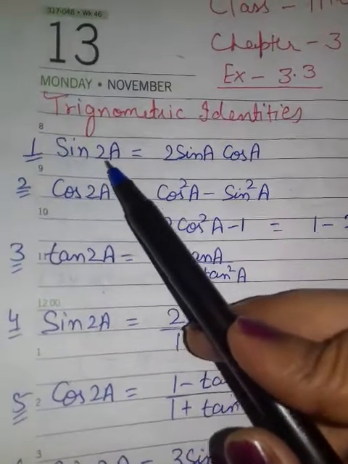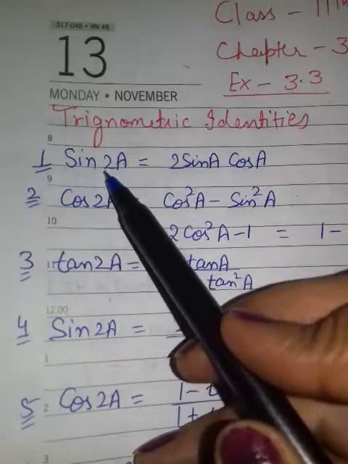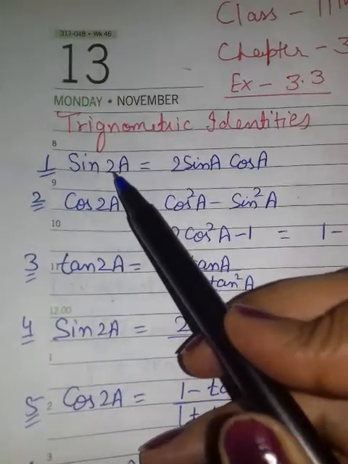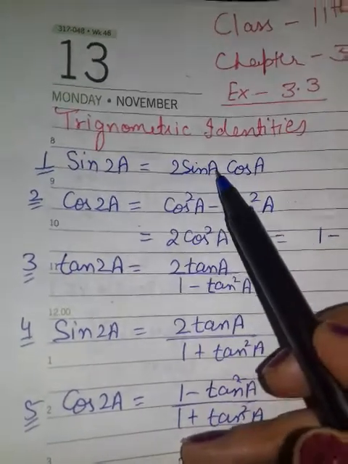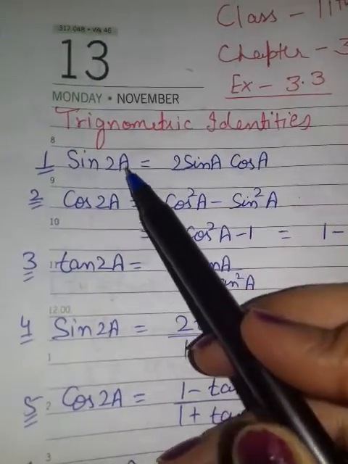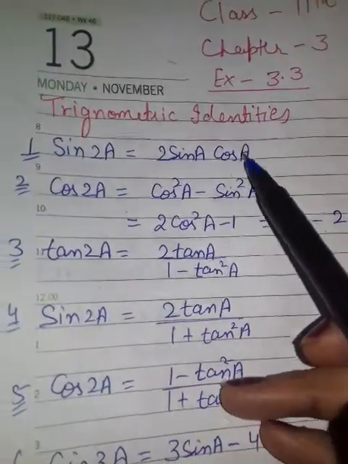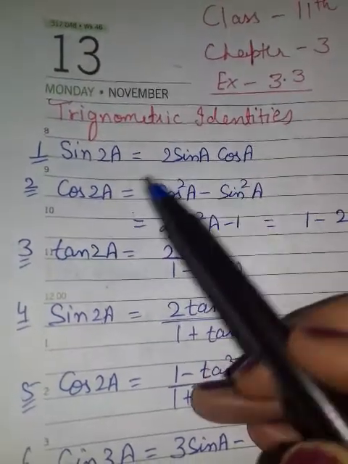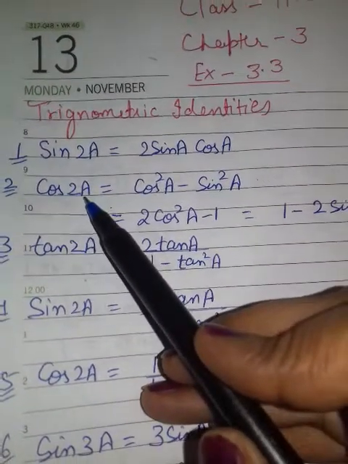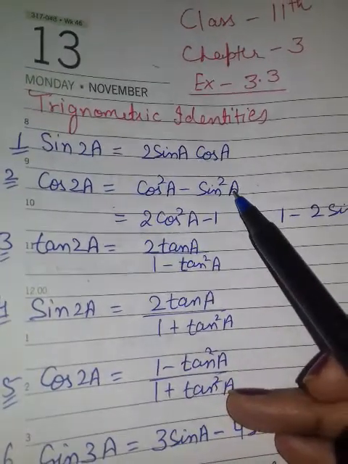First is sine 2a. This is equal to 2 sine a cos a. Whatever is written here, that is divided by 2. If 2a is written, then you will take a. Why? Because it is divided by 2. If a is there, then you will take a by 2. Means always you will take the half of it. Clear? Now cos 2a. Cos 2a is cos square a minus sine square a.